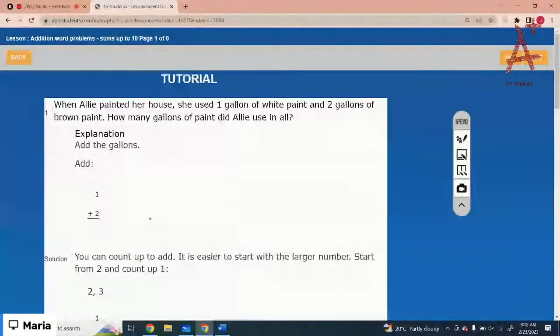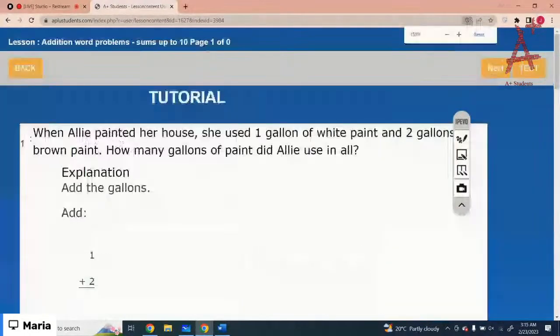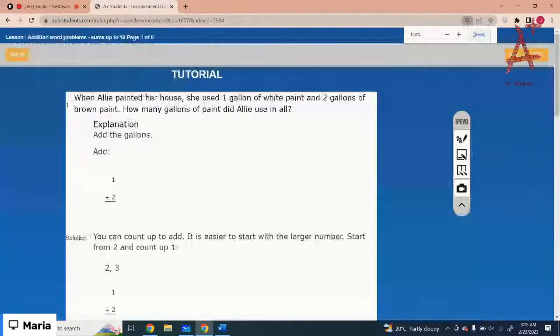Okay, when Ali painted her house, she used 1 gallon of white paint and 2 gallons of brown paint. How many gallons of paint did Ali use in all? So you have to understand the question. You have to make an addition sentence and then you have to solve. Got it? So she used 1 gallon of white paint and 2 gallons of brown paint. You have to calculate the total gallons used, so you have to add all the gallons. Got it? You have to add 1 and 2.